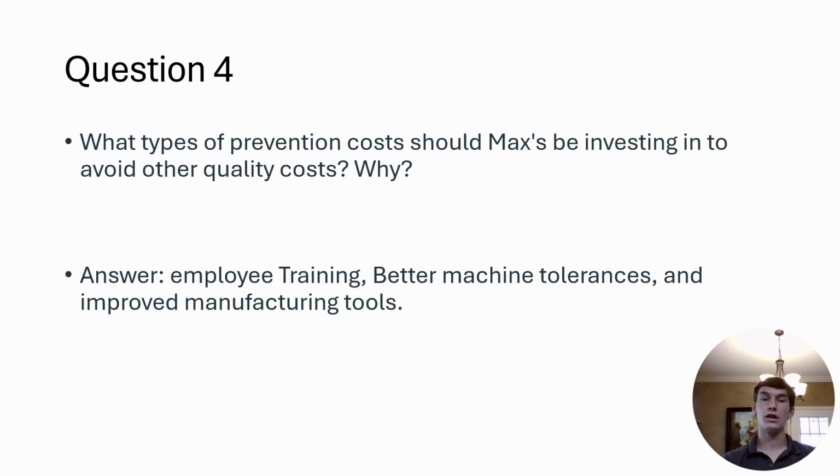So question 4, what type of prevention costs should Max be investing in to avoid other quality costs, and why? The answer, employee training. This is very important. You could train your employees to better see these issues, to be able to alert somebody to fix them before it gets too out of hand. And better machine tolerances. That kind of speaks for itself. If you have better die tolerances, better fits, stuff like that, better lubrication even, then you can actually minimize your defects by a lot.